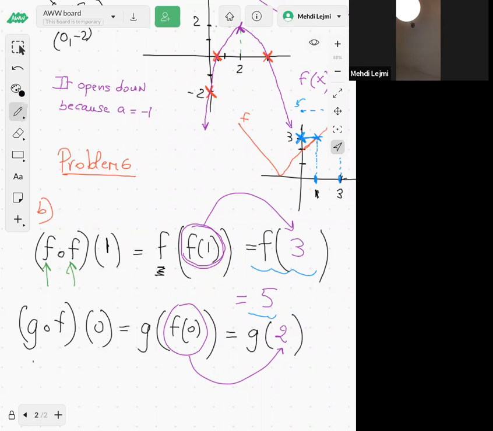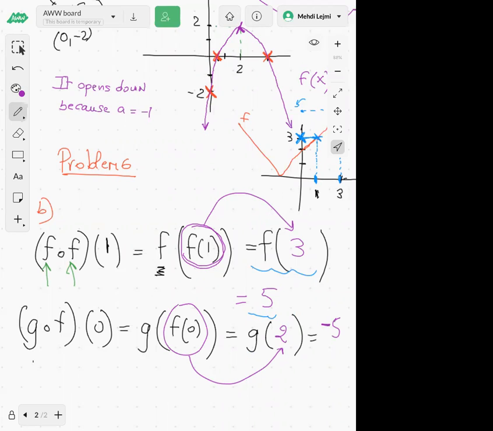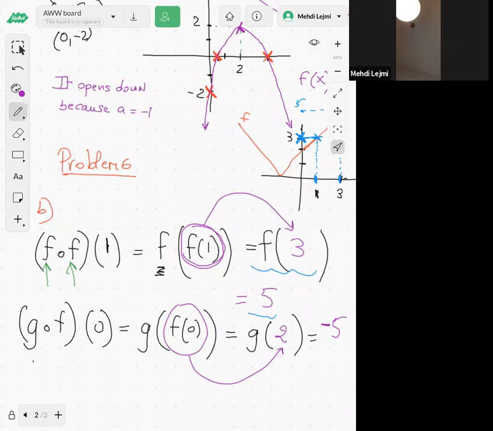So now we have to find g of 2. Now we have to change the graph. We have to check the graph of g, where g of 2 actually is -5. So g of 2 is -5. Yeah, thank you, Lorden. So the answer is -5. All right, that was tricky. Yeah, kind of tricky. Any questions, guys, about this?